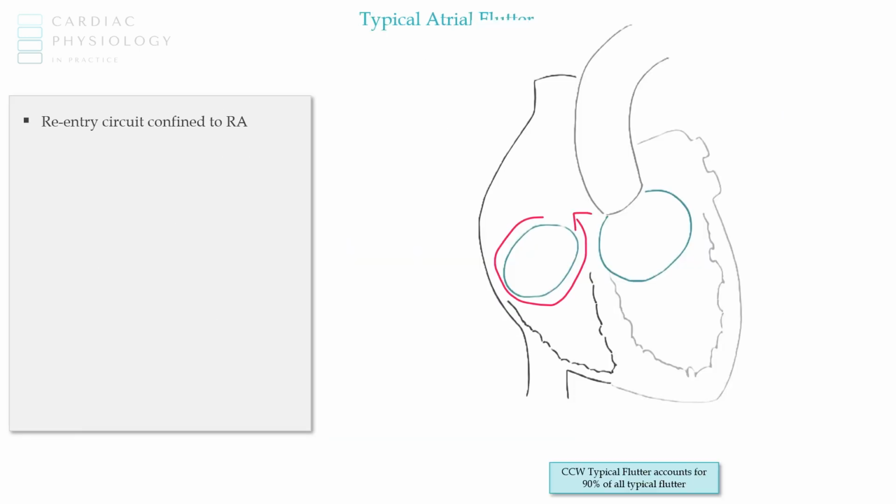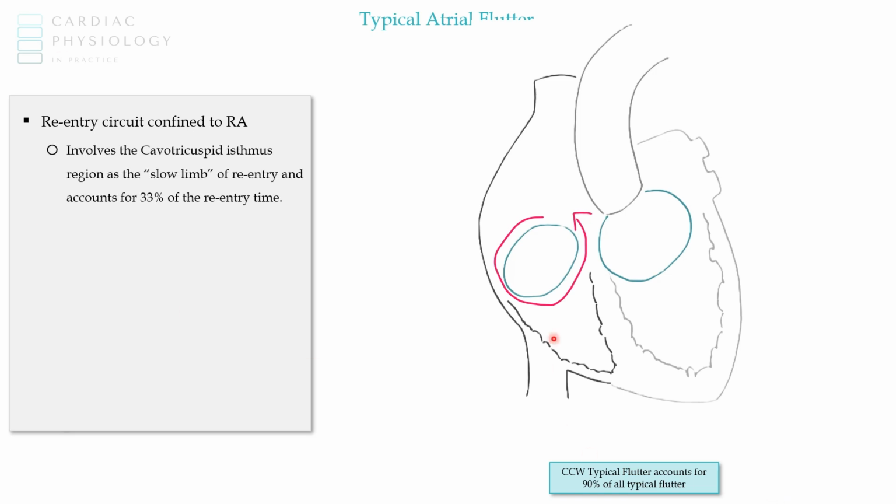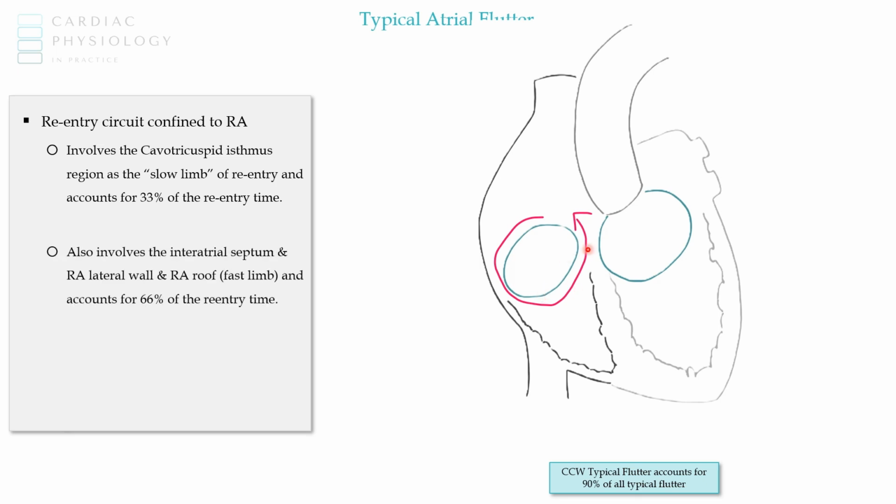So typical flutter is a re-entry circuit that's confined entirely to the right atrium. It involves the cavo-tricuspid isthmus, which is this region here, which acts as the slow limb of the re-entry. And this limb of re-entry accounts for a third of the entire cycle length. So it accounts for a third of the re-entry time, the time it takes to rotate one revolution of the re-entrant circuit. It also involves the interatrial septum, the right atrial roof, and the lateral wall of the right atrium. And these regions combined account for 2/3 of the re-entry time.